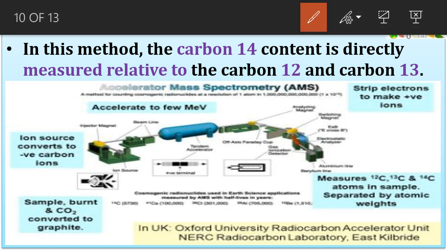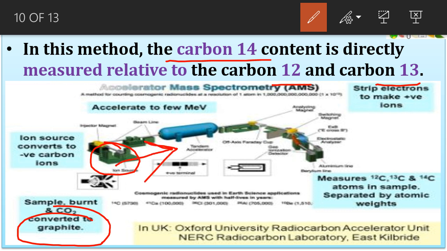The third technique is accelerator mass spectroscopy. As I said earlier, in this technique only the numbers of atoms of carbon-14, carbon-12 and carbon-13 are calculated and measured. The sample is converted into graphite and placed in the instrument. This instrument operates in two steps.